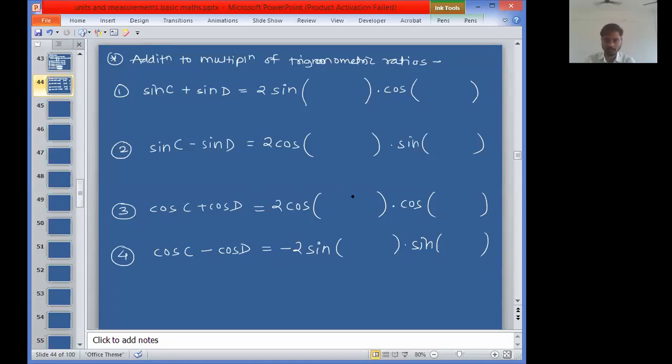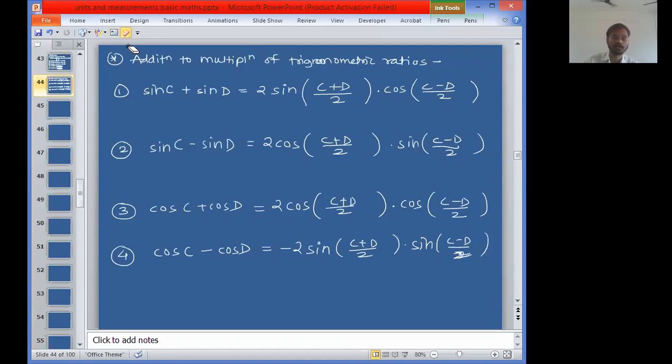Sir, what is inside these brackets? Very simple. Addition upon 2. Addition is C plus D upon 2. Here subtraction upon 2, C minus D upon 2. Again addition upon 2, here subtraction upon 2. Again addition upon 2, C plus D by 2. Here subtraction upon 2, C minus D by 2. Again addition, again subtraction. Tell me, will you remember this formula?